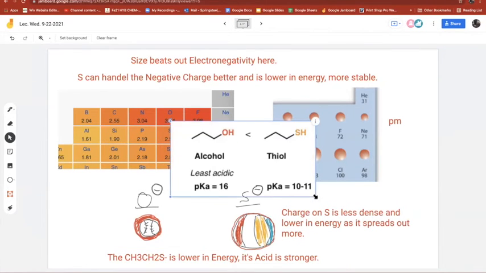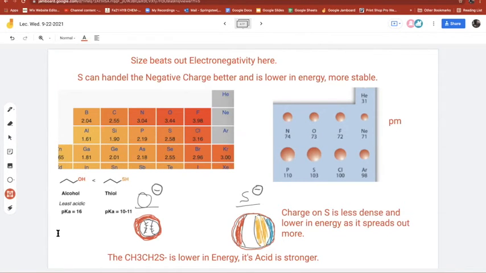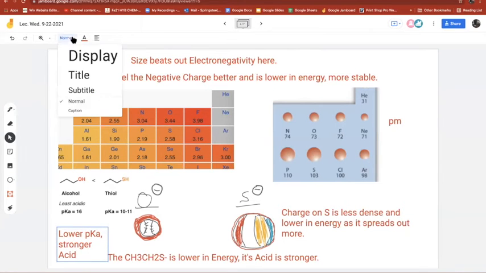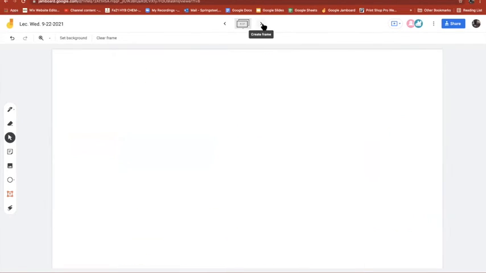And does this confirm our prediction? We predicted the thiol is going to be the stronger acid. Yes, lower pKa, stronger acid. There we go. Not too bad, right? Why don't we stay on atomic size? Let's do another one.